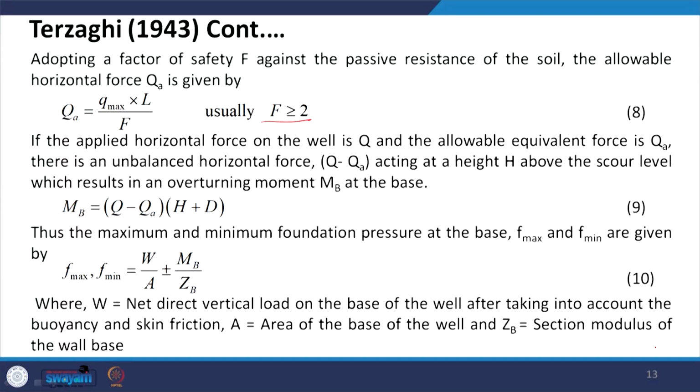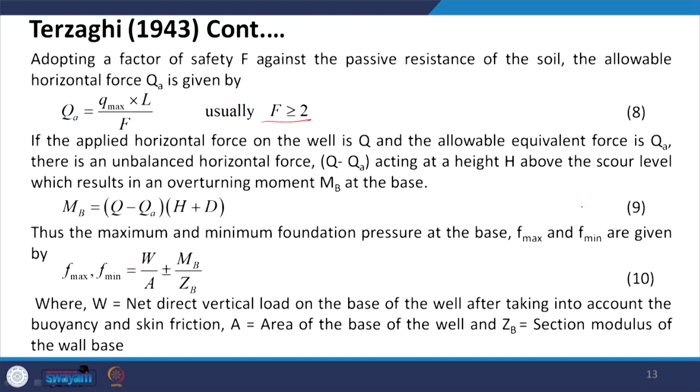This is permissible, that the Q value may be higher than Qa, because Qa is obtained using a factor of safety. But naturally, let us say you are using a factor of safety of 2, the value of Q cannot be 2 times or more than the value of Qa. So, what you have is an additional overturning moment Mb, which is due to this Q greater than Qa. This is given by equation 9.